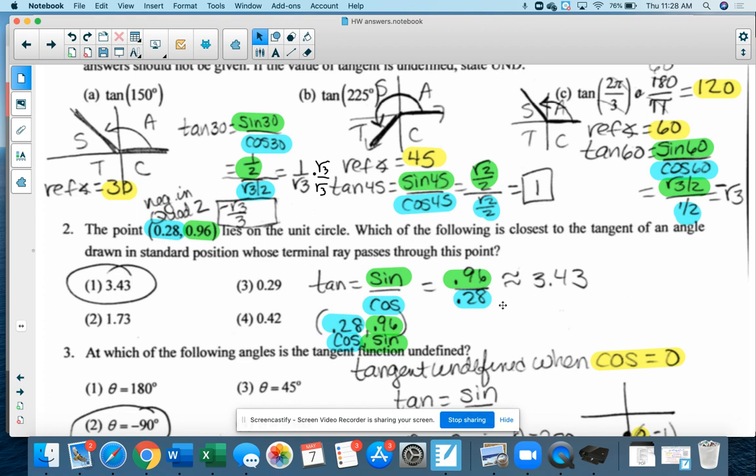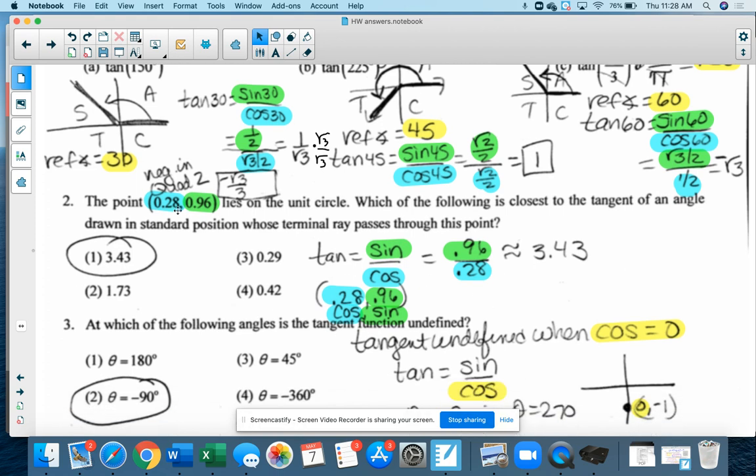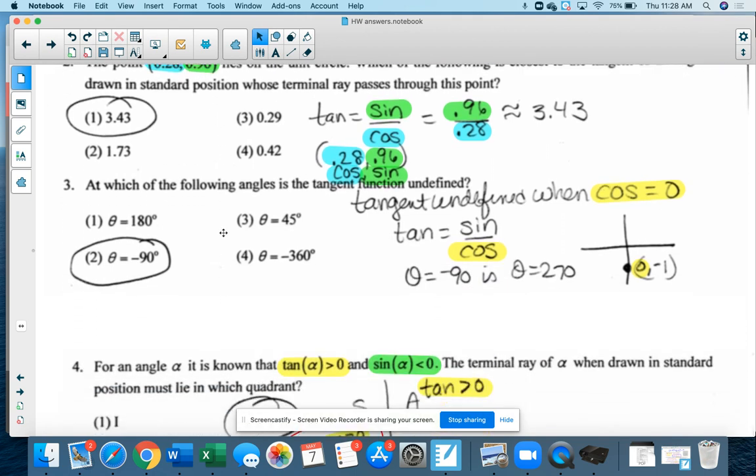Question 3. Tangent is sine over cosine, and when you have a point, cosine is the x coordinate and sine is the y coordinate. At which of the following angles is the tangent function undefined? Remember, tangent is sine over cosine, and a fraction is undefined when 0 is in the denominator. So I'm looking to find out when cosine is equal to 0.